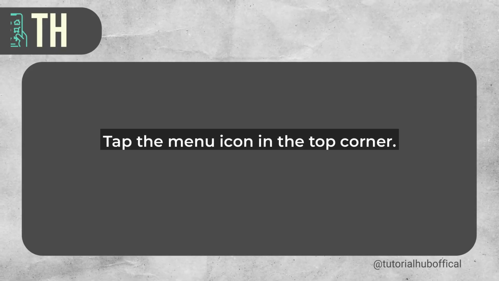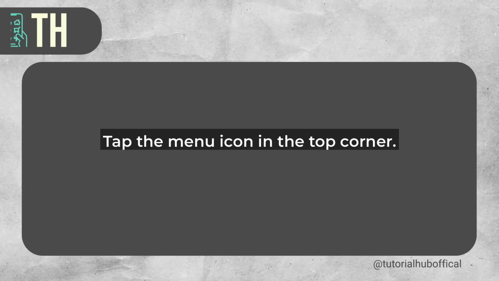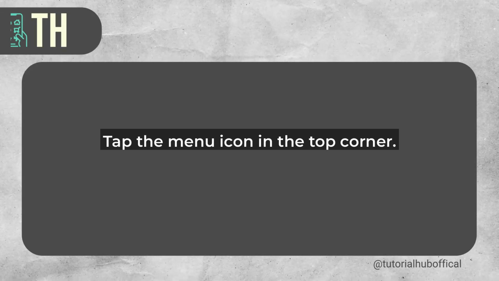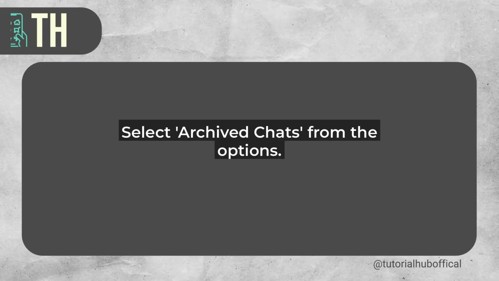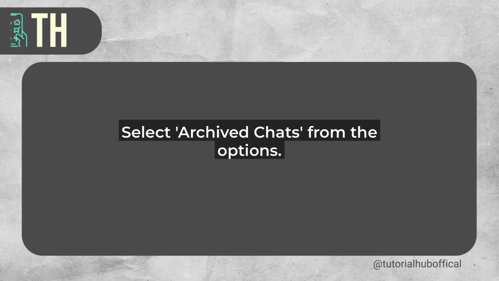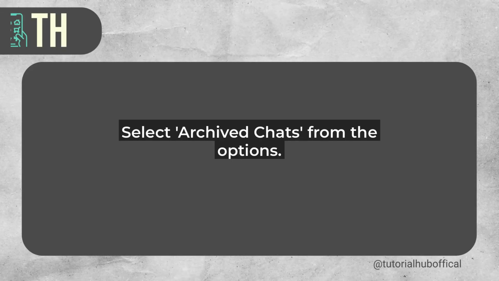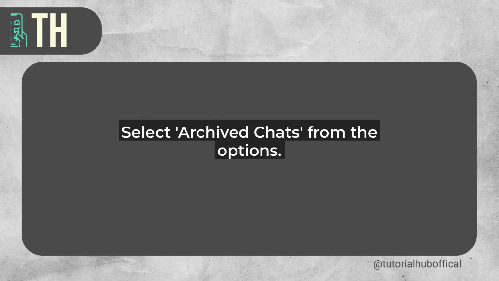First things first, make sure you have the Messenger app updated to the latest version. This is crucial because 2025 brings some smart enhancements, like improved search functionality powered by AI. Start by opening the Messenger app on your phone or computer. Once you're in, look for the menu icon. It's usually in the top left or right corner, depending on your device. Tap on that, and you'll see a list of options.